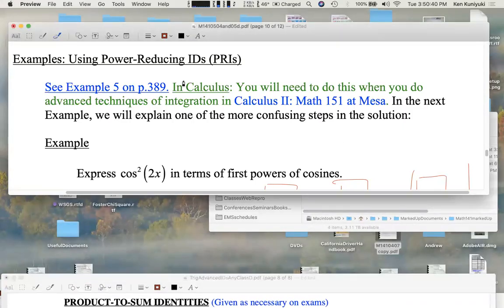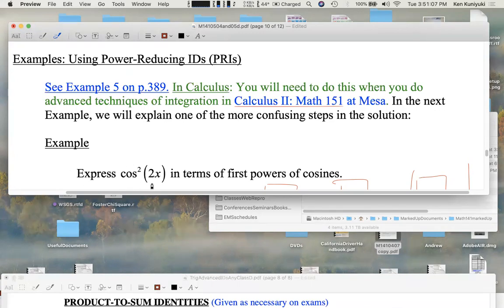Hi everyone, we're now going to apply the power-reducing identities, the PRIs, which you use all the time in calculus, especially Calculus 2, Math 151, because calculus hates squares. Calculus hates squares. It doesn't really like them for derivatives when you're differentiating, and it really doesn't like them for integration when you're integrating. So for example, let's express cosine squared of 2x.